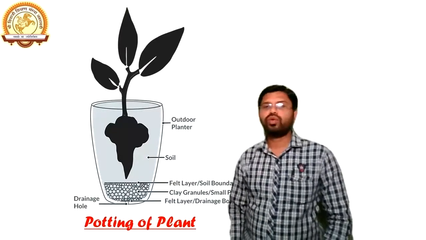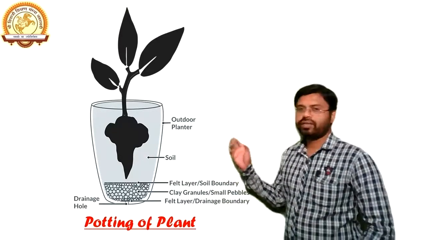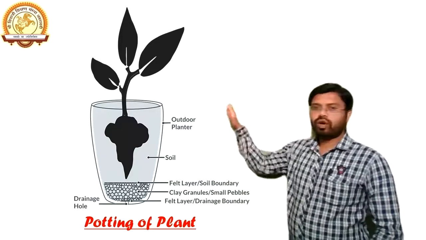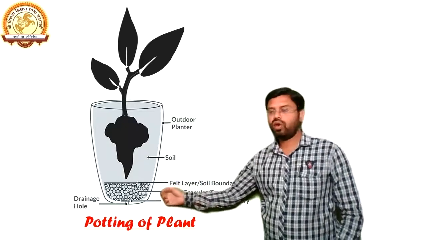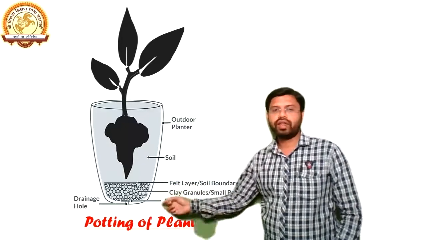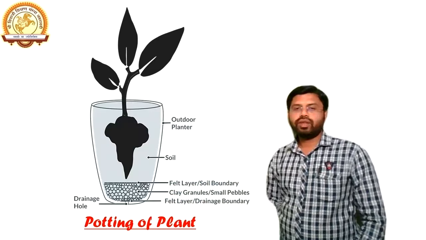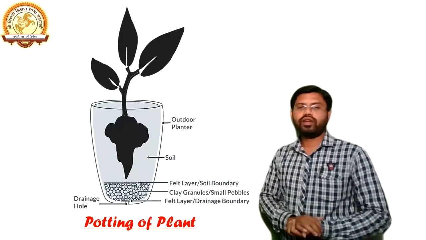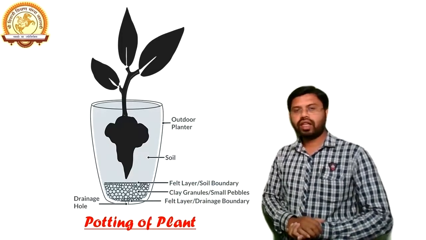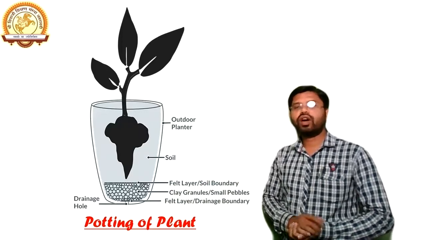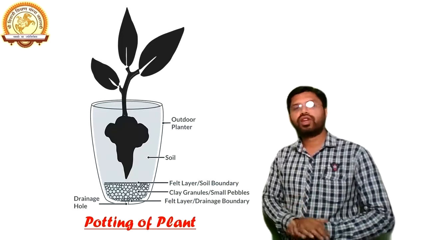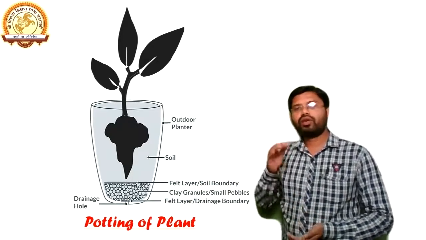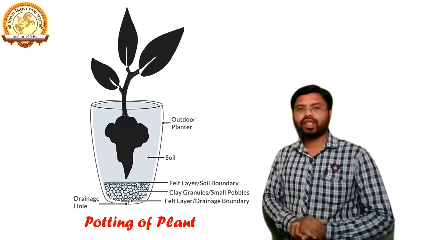It is shown in this figure that first of all we have a pot, and in this pot there is a hole for the drainage. Then there is a filter drainage boundary. Then there are clay granules, the small pieces. Then the felt layer or the soil boundary is also there. And up to a particular height, the plant is kept.